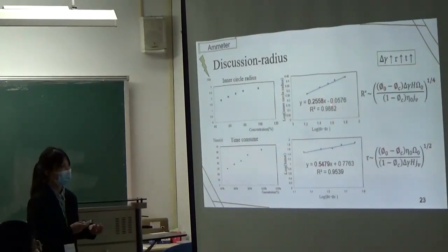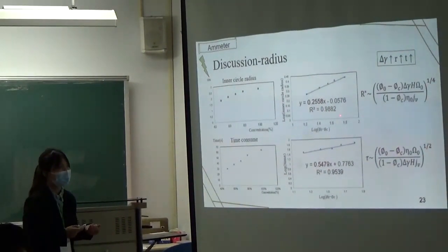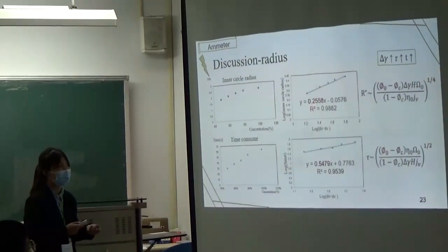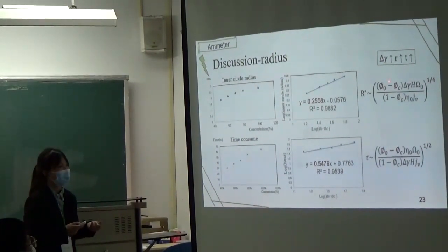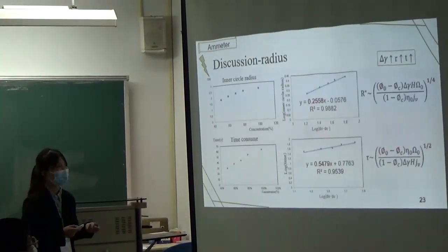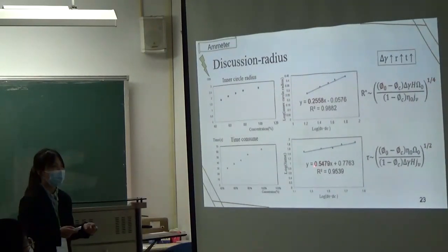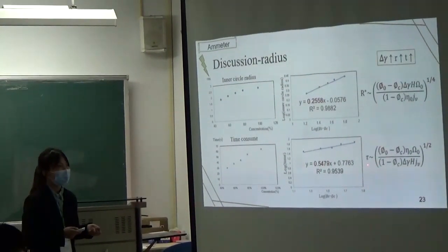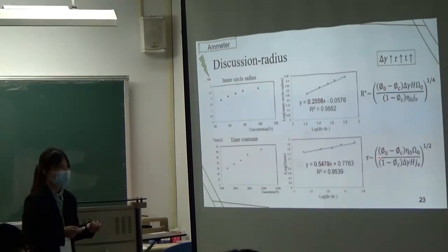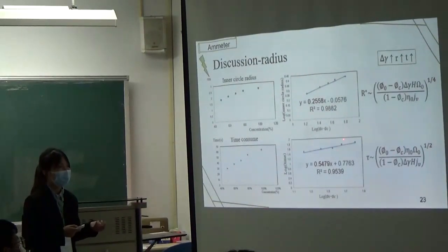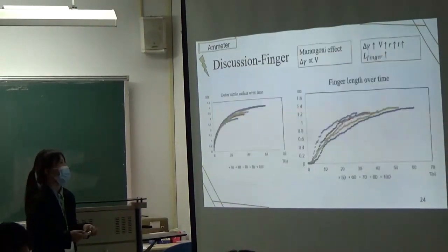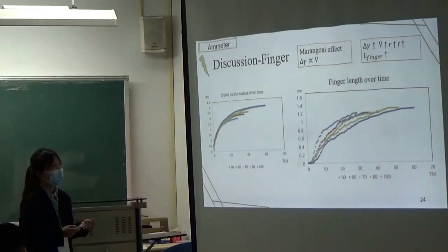And we take a look at the inner circle radius and the time, and we can see the inner circle radius is approximately equal to the power of 0.25, and this inner circle radius formula is the power of 1/4, and 1/4 is equal to 0.25. And here is the log time, and we can see that it's approximately the power of 0.5, and here the time formula is the power of 1/2. So we think that the formula sticks very closely to our experimental data.